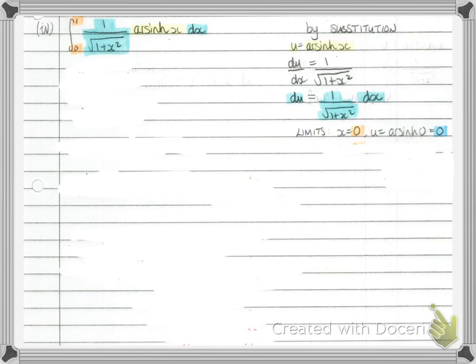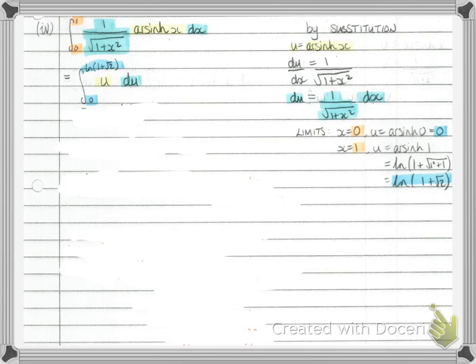So when x is 0, u is arcsin 0, which is just 0, and when x is 1, we've got that u is arcsin 1, and using the log definition, that ends up being log of 1 plus root 2. I can then substitute everything in place. So we've got the arcsin x becomes u, we've got the 1 over root 1 plus x squared dx becomes du, that's this substitution over here, and then we've got the limits. We had 0 and 1, and they've become 0 and natural log of 1 plus root 2.